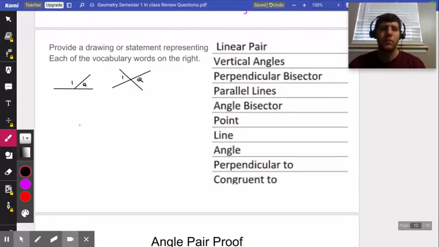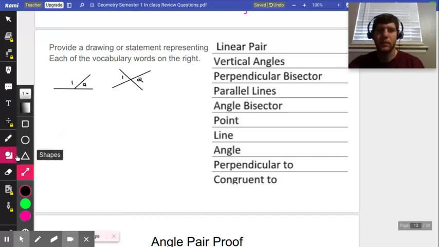Okay, perpendicular bisector. Right, perpendicular means that they form right angles where they intersect. Two lines intersect and form right angles are perpendicular.